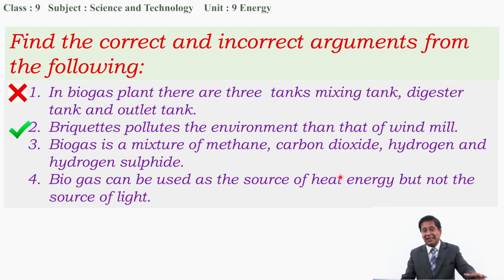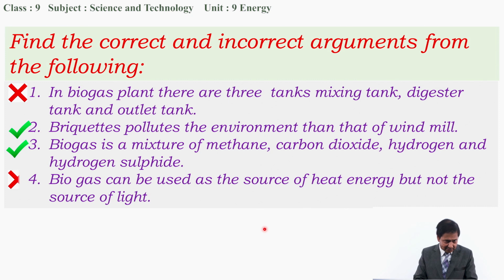Biogas is a mixture of methane, carbon dioxide, hydrogen and hydrogen sulfide. Yes, the composition of biogas is this, but methane is 65%, the major proportion is of methane. Now fourth one, biogas can be used as the source of heat energy but not the source of light energy. What do you think? No. From biogas we can get light also. When biogas burns, its calorific value is very high. In the villages we can get light energy, or we can illuminate our room by burning biogas also. That's why it can be used as a source of light also in the village. That's why this point is wrong.